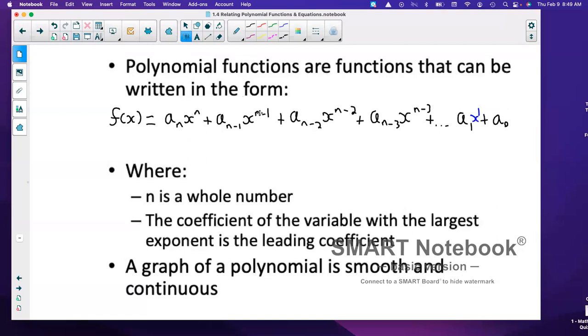So essentially what we see is we have exponents that are decreasing by 1 each time. So if our n was 5, we'd have x to the power 5, x to 4, x to 3, x to 2, x to 1, and then x to 0 technically, which is 1. So 1 times anything is itself. And our a values are just our coefficients. Now we have a restriction that n is a whole number.